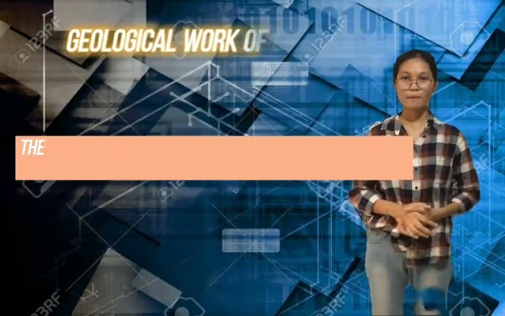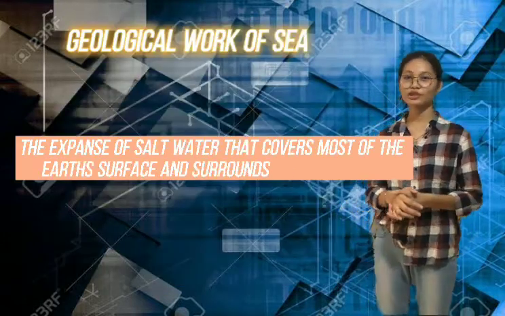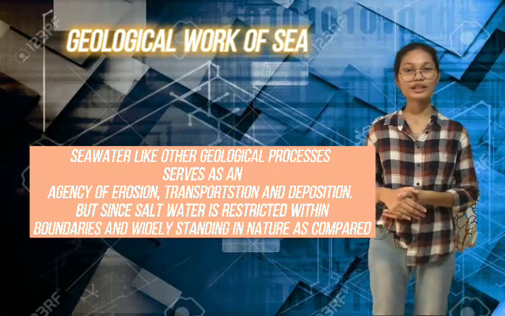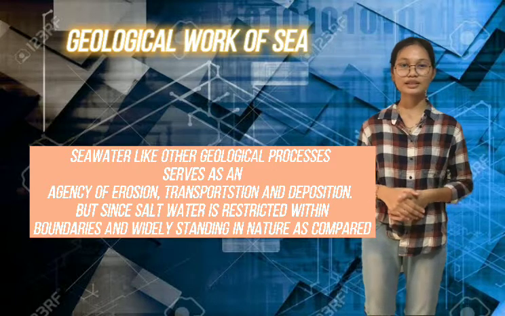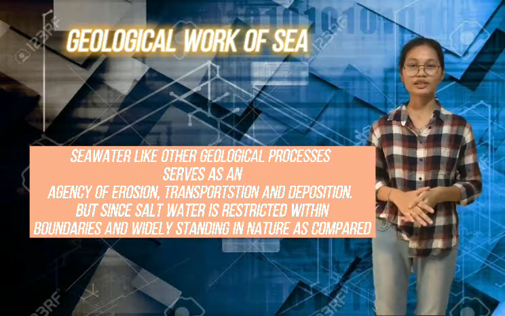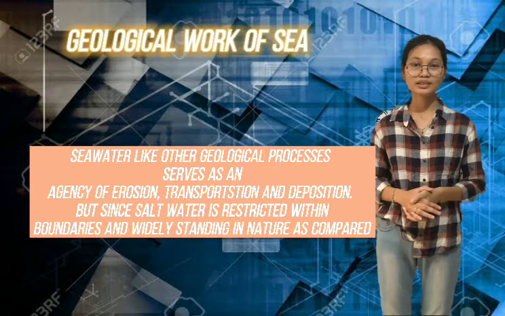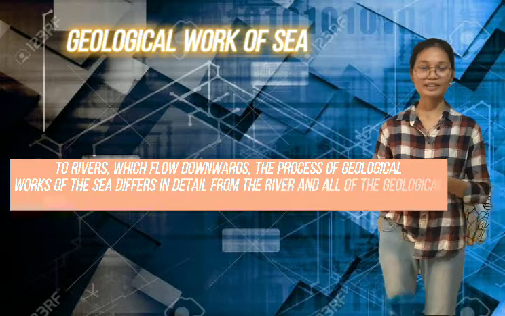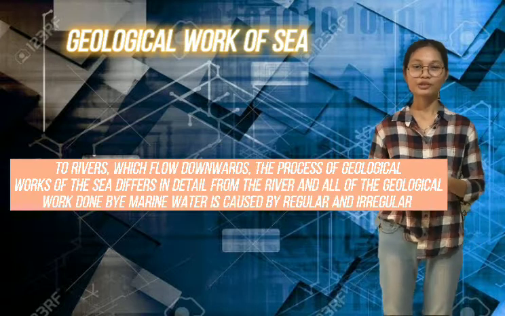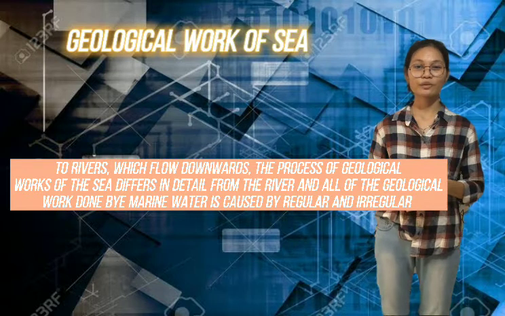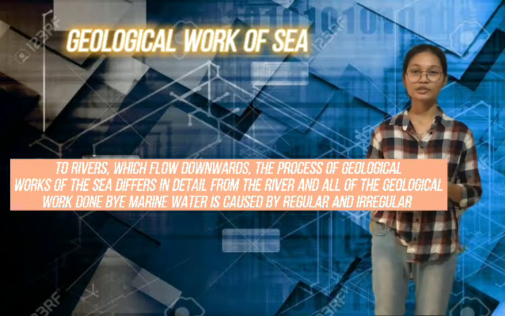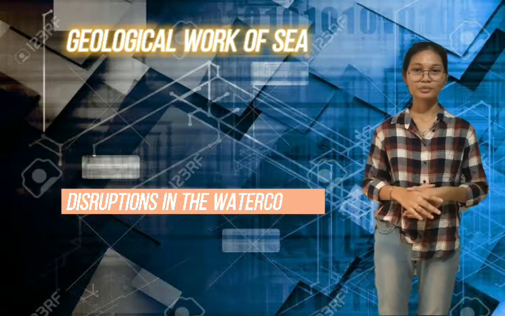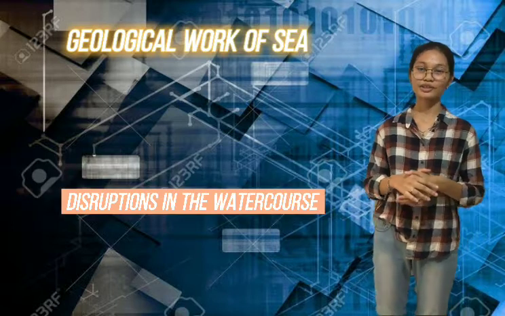Geological work of sea. The sea is the expanse of salt water that covers most of the Earth's surface and surrounds its land masses. Seawater, like other geological processes, serves as an agency of erosion, transportation, and deposition. But since salt water is restricted within boundaries and widely standing in nature as compared to rivers, which flow downwards, the process of geological works of the sea differs in detail from the river, and all of the geological work done by marine water is caused by regular and irregular disruptions in the water course.